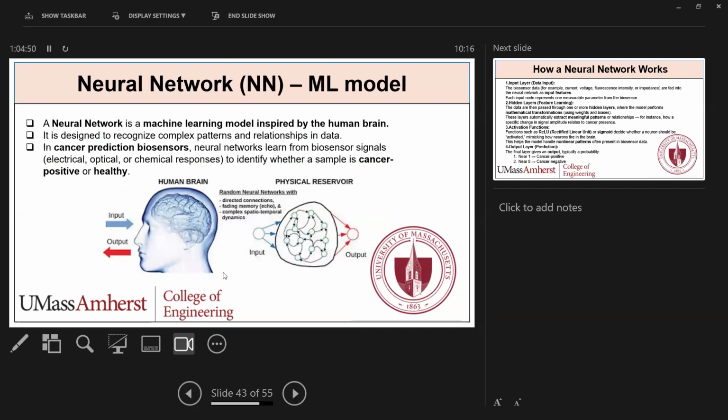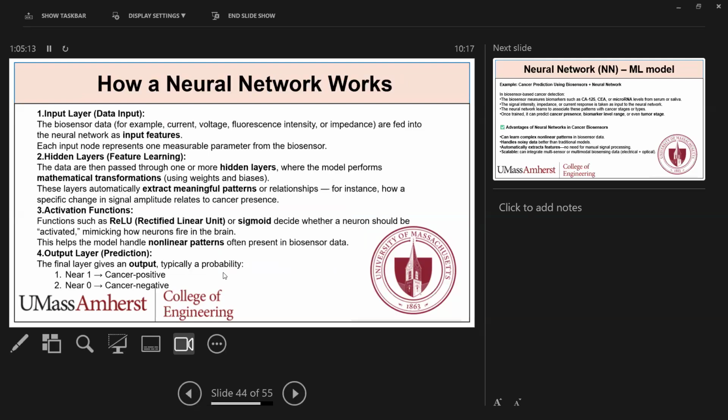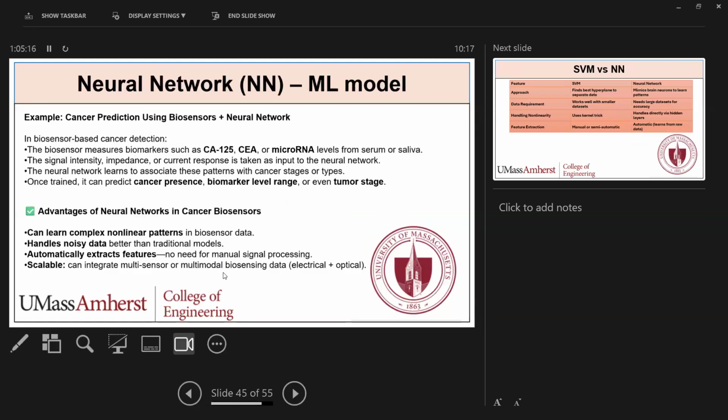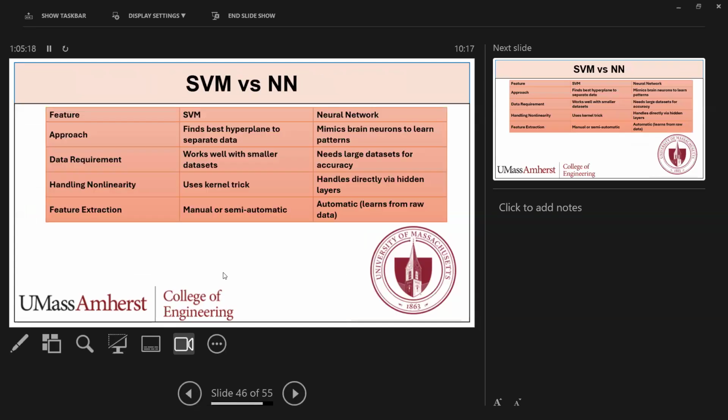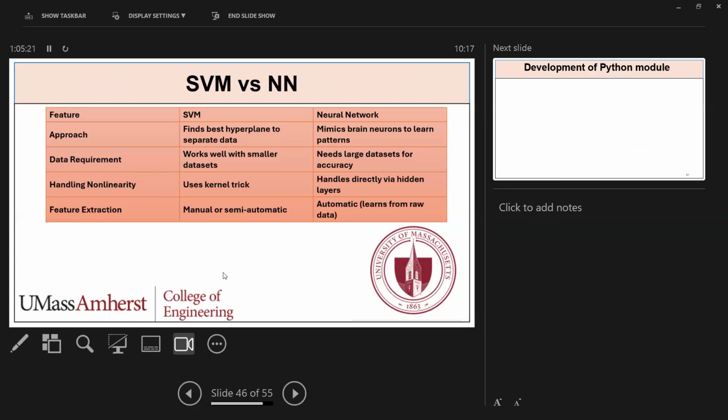Then the neural network model is a machine learning model inspired by the human brain. It is a somewhat more advanced model, so we wanted to select both a basic one and an advanced one. We selected the neural network for the cancer prediction biosensor to identify whether a sample is cancer positive or healthy. This is just the basics of the SVM and neural network models.